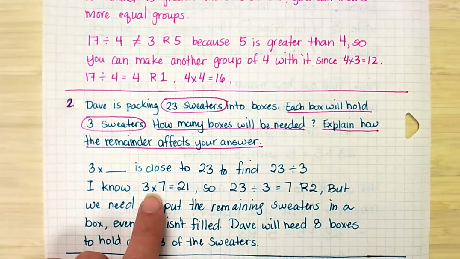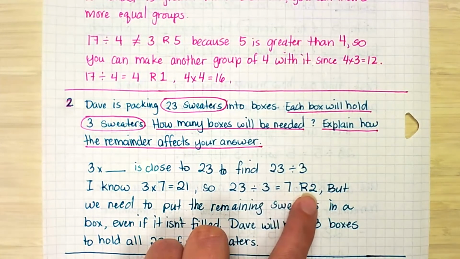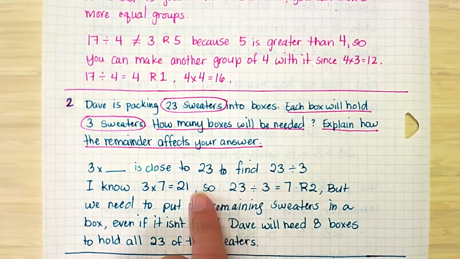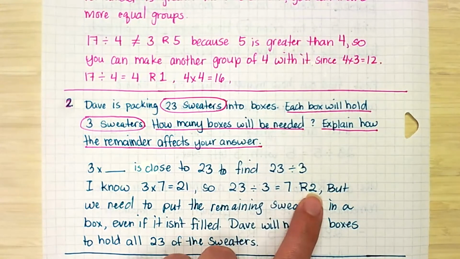Now I know the closest I can get is 3 times 7, which gives me 21. So 23 divided by 3 is going to be 7 with a remainder of 2, right? Because we got to 21 plus those 2 more make 23.